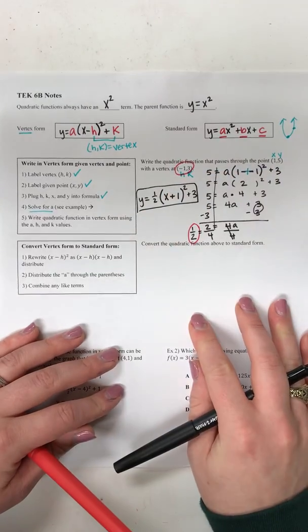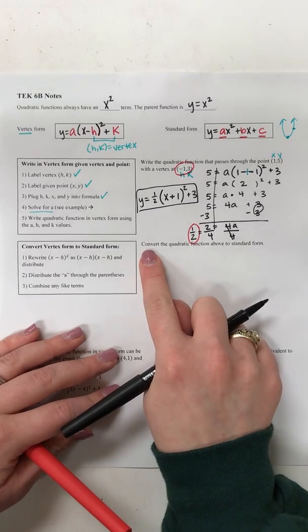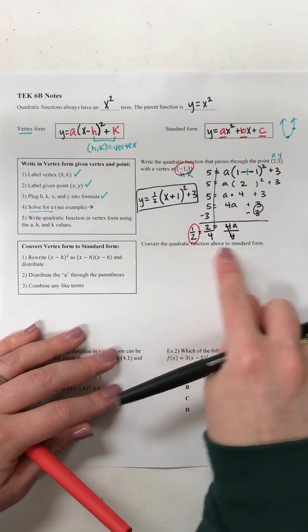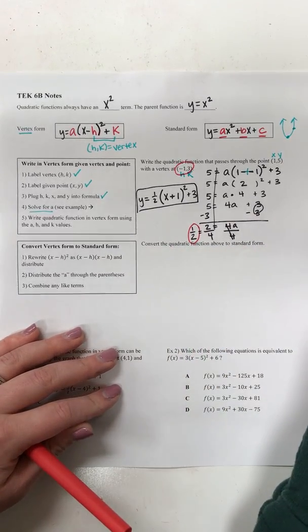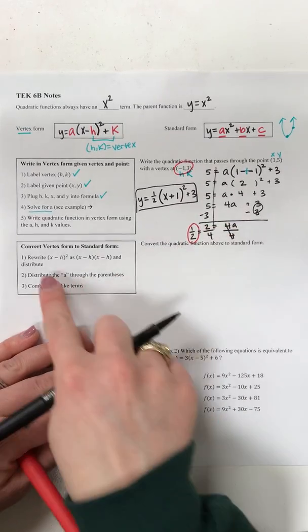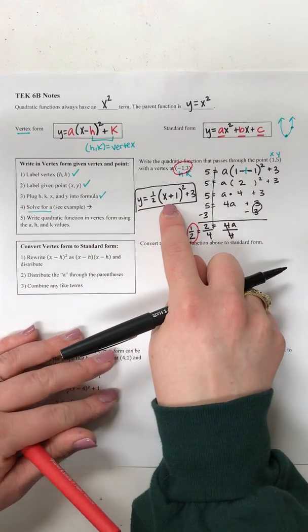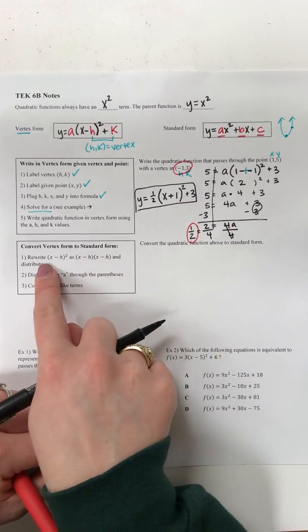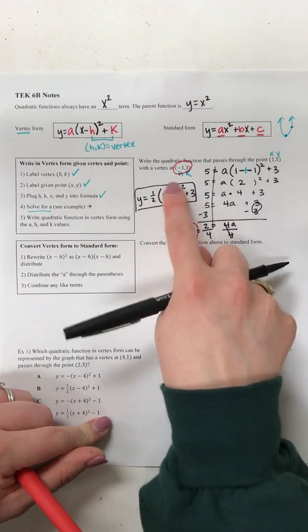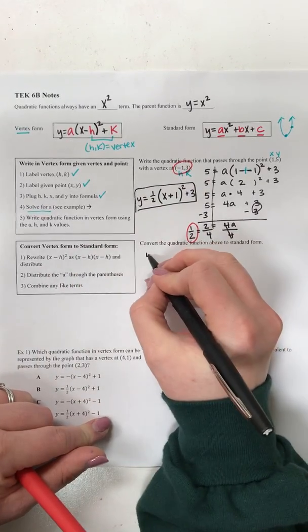Okay, so that would be the quadratic in vertex form. Now right below it said convert this quadratic function above to standard form. So basically all we're going to do is just multiply all this out to get rid of the parentheses. So the first thing I recommend doing is taking that middle piece with the squared and rewriting it.